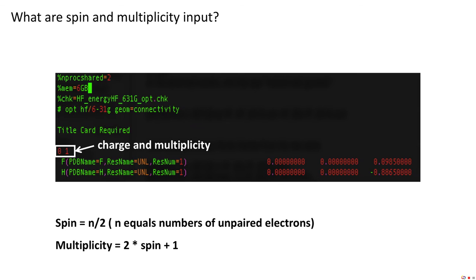The charge and multiplicity are already shown in the .com file. Here, the charge is 0, and the multiplicity is 1, indicating that there's no unpaired electrons, and thus the spin is 0, and the multiplicity is 1. The value of spin equals half of the number of unpaired electrons, and the multiplicity is equal to 2s plus 1.